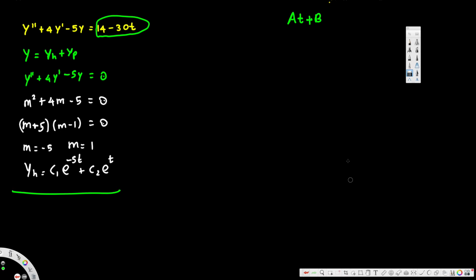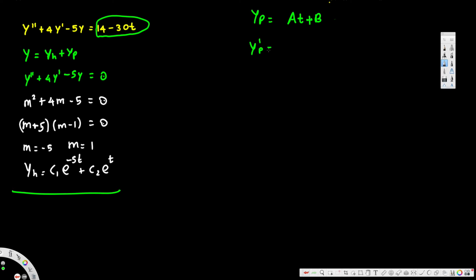Okay, let's continue. At plus b is equal to 14 minus 30t. This is a particular solution actually. Yp, particular solution is this one. Now here we have to find out the first derivative and the second derivative, because we are going to plug this one in this equation and equate that one to this one and find out the value of a and b. That's the important thing.